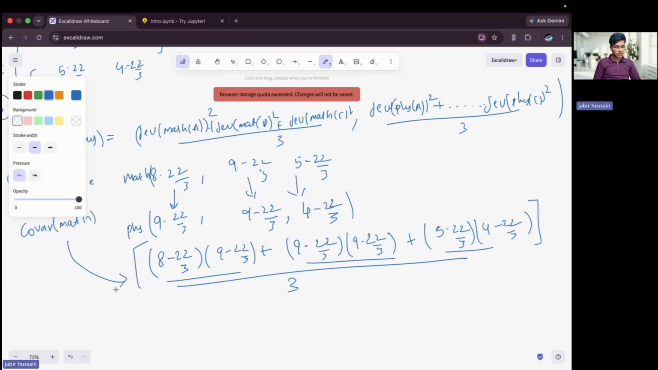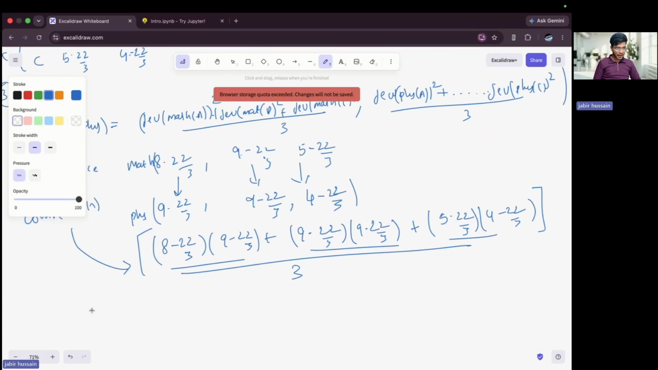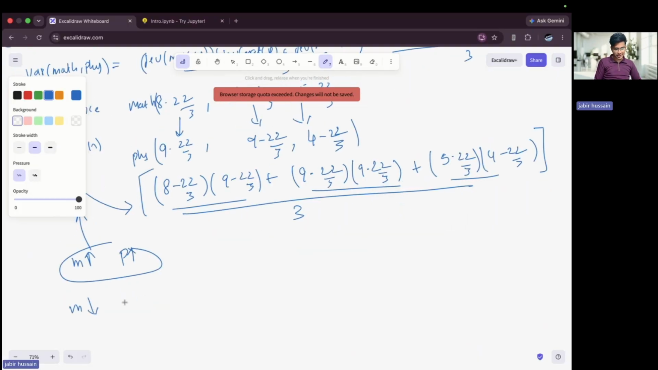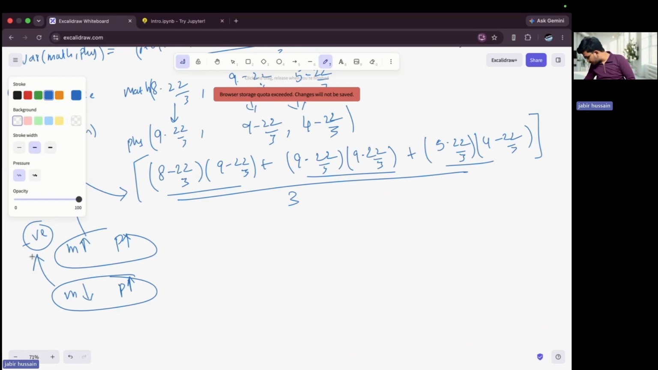Now, if math is increasing with respect to physics, let's say physics is increasing, then eventually because of physics, math is also increasing, then we get covariance as positive. If math marks are decreasing because of an increase in the marks of physics, then we get covariance as negative, right? If there is no relation at all, then the covariance will be 0. Okay, so I hope you have understood.